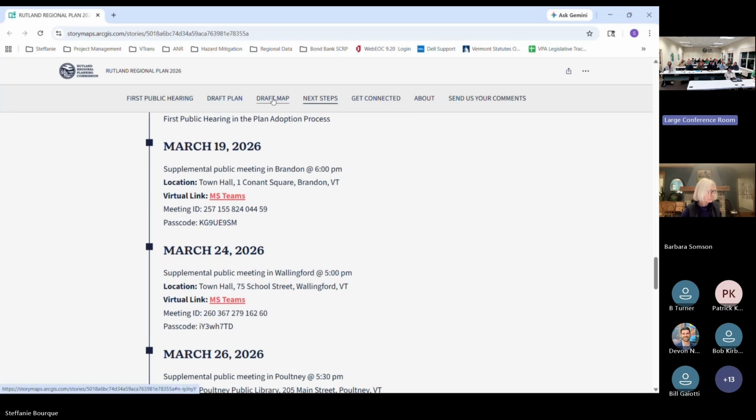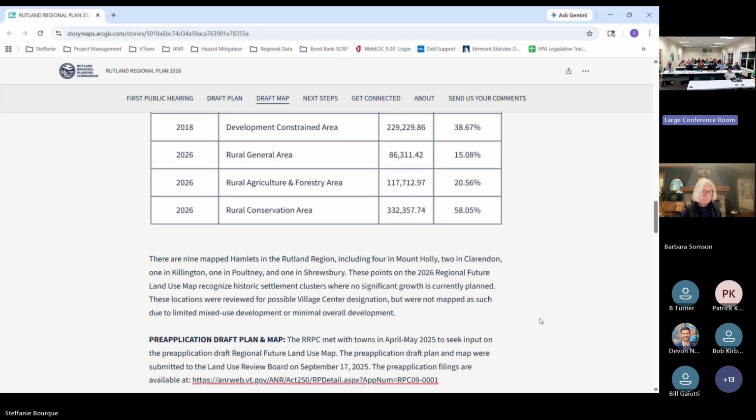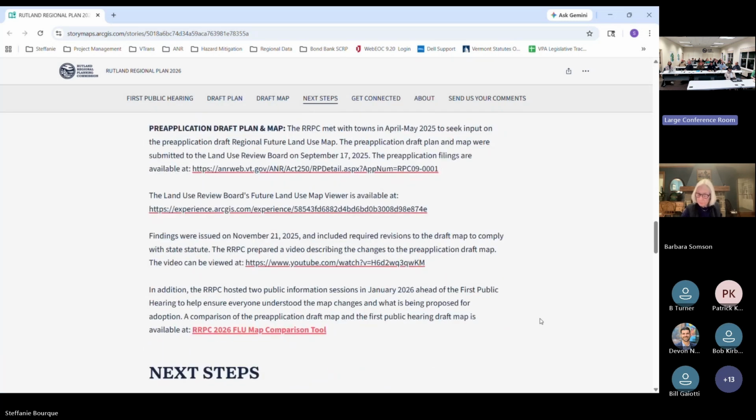We also have a comparison tool online showing how the map changed from the pre-application draft to the new draft. We are currently working on a new draft to the future land use map based on all the comments we've heard since this map's been released. We have heard that there might be too much rural conservation. We've heard directly from you guys, and we're trying to make those changes in the plan so that everyone feels good as you can be. We've heard a lot of comments about the legislation. We know about that for the final adoption.